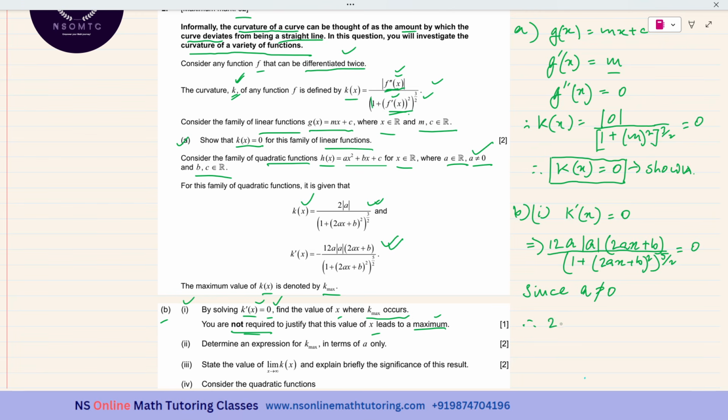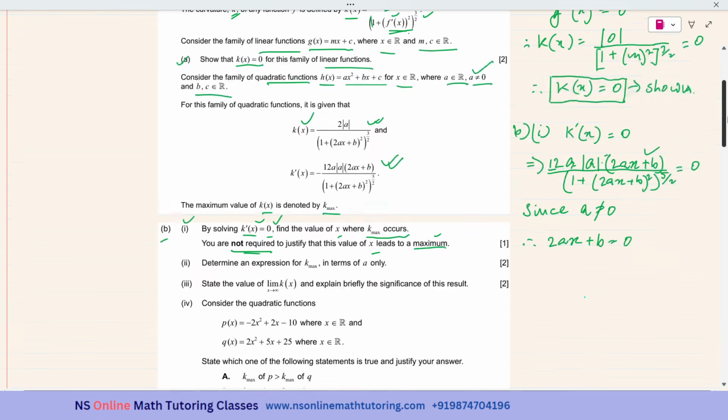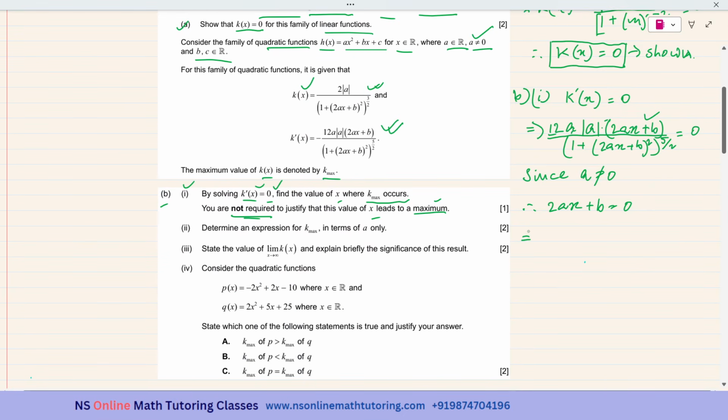Therefore 2ax plus b has to be equal to 0, because whenever a fraction is equal to 0, the numerator of the fraction is equal to 0. And the numerator is 12a times the absolute value of a times 2ax plus b. So a is not equal to 0, therefore a and the absolute value of a will not be equal to 0. 12 is definitely not equal to 0. So 2ax plus b has to be equal to 0, which implies x equal to negative b over 2a. They have asked us to find the value of x where k max occurs, so this is the answer.